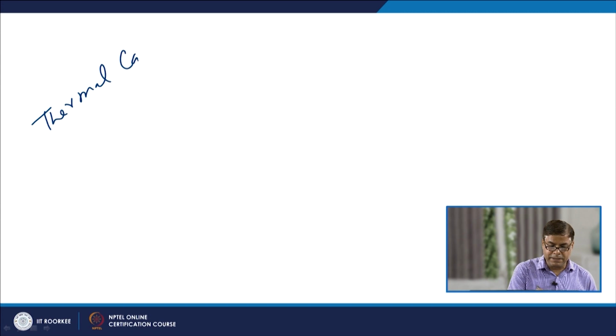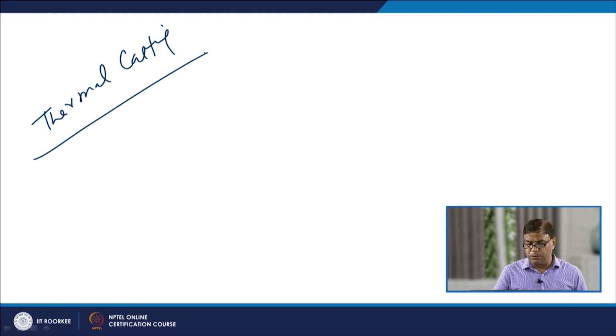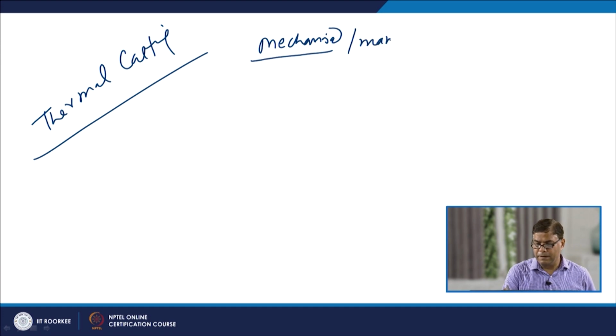Now, we will talk about another aspect related to the thermal processing of the QNT steel, which is thermal cutting. Frequently it is required to cut the required size of blank from large size plates, so that these can be further processed in order to get the desired size and shape of the component. So, we can use mechanized or manual thermal cutting.